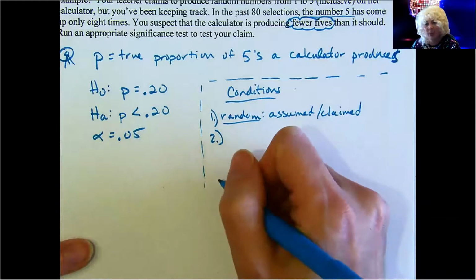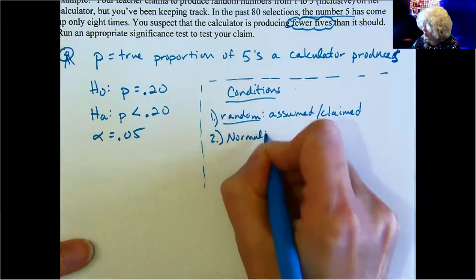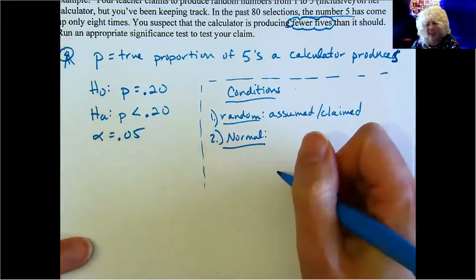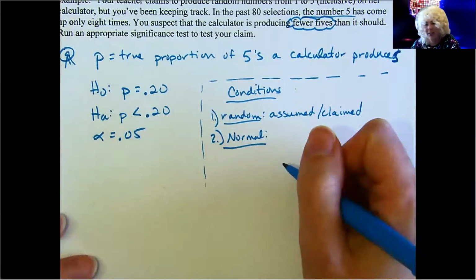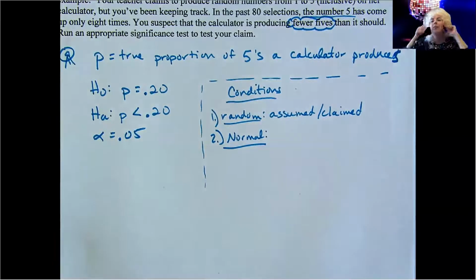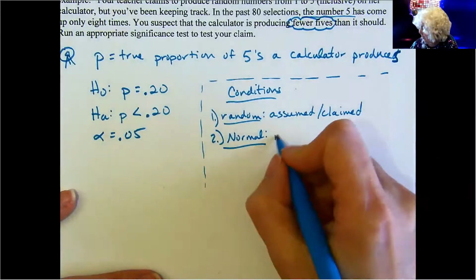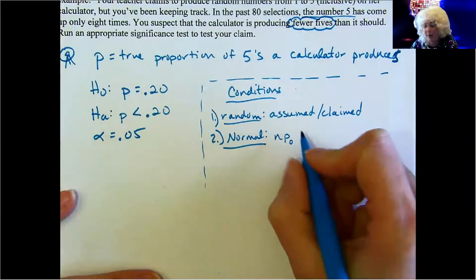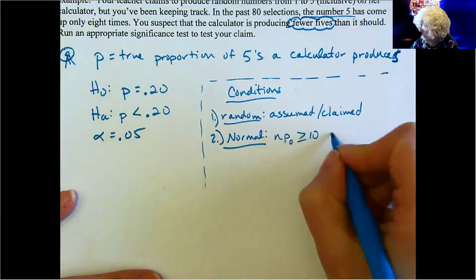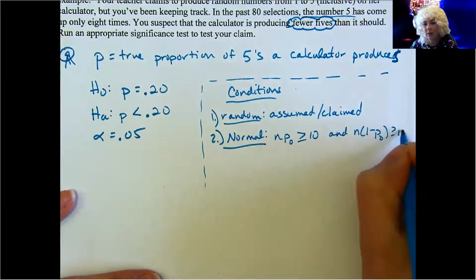We're going to do our double check for normal. Normal is really important here because if it's not normal, we can't find a z-score, we can't find the p-values. So this is going to be a very important step. So we've got np0, I'm going to put the 0 to remind myself, greater than or equal to 10, and n(1 minus p0) greater than or equal to 10.